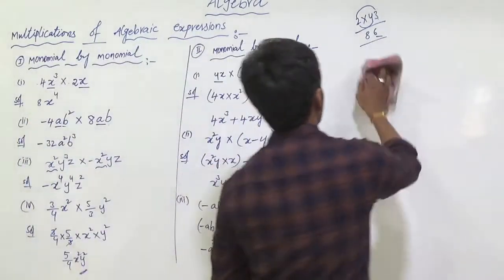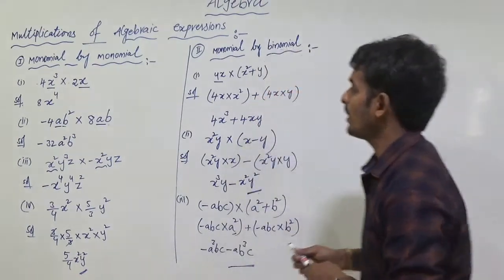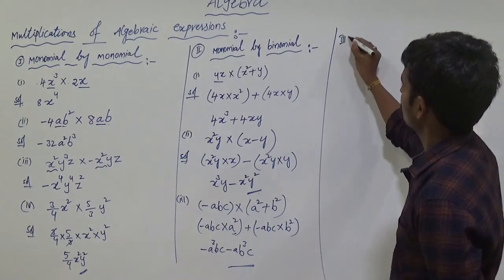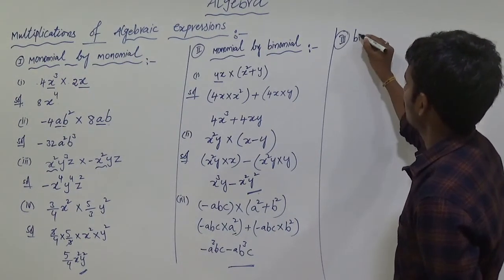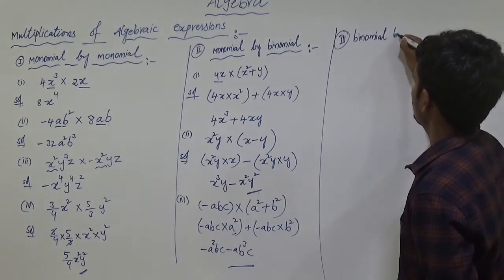So now the third method, this is important, is binomial by binomial.